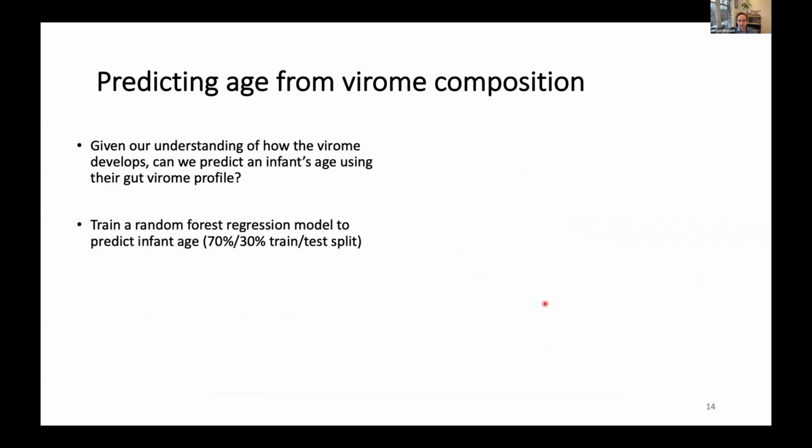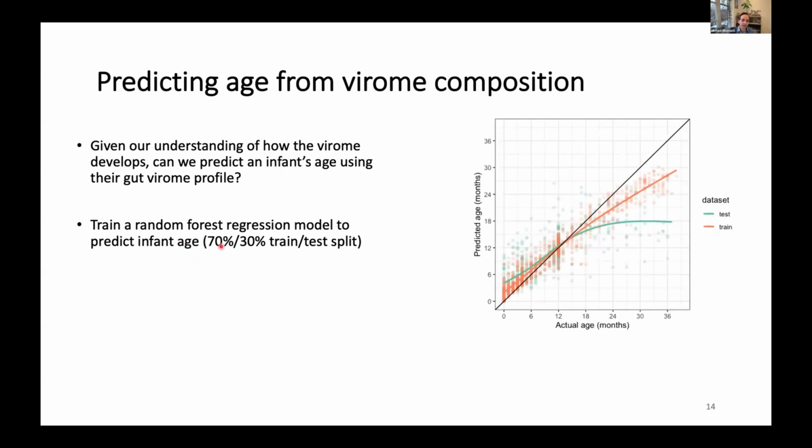So to do that, we split our 1,800 samples into a 70-30% train-test split, and then we trained a random forest regression model with these data. And this is what it looked like here, where we look at the predicted age of the infant on the y-axis versus the actual age of the infant on the x-axis, and in the perfect scenario, the model would return a one-to-one, a perfect 45-degree line, which is what that black line traces.